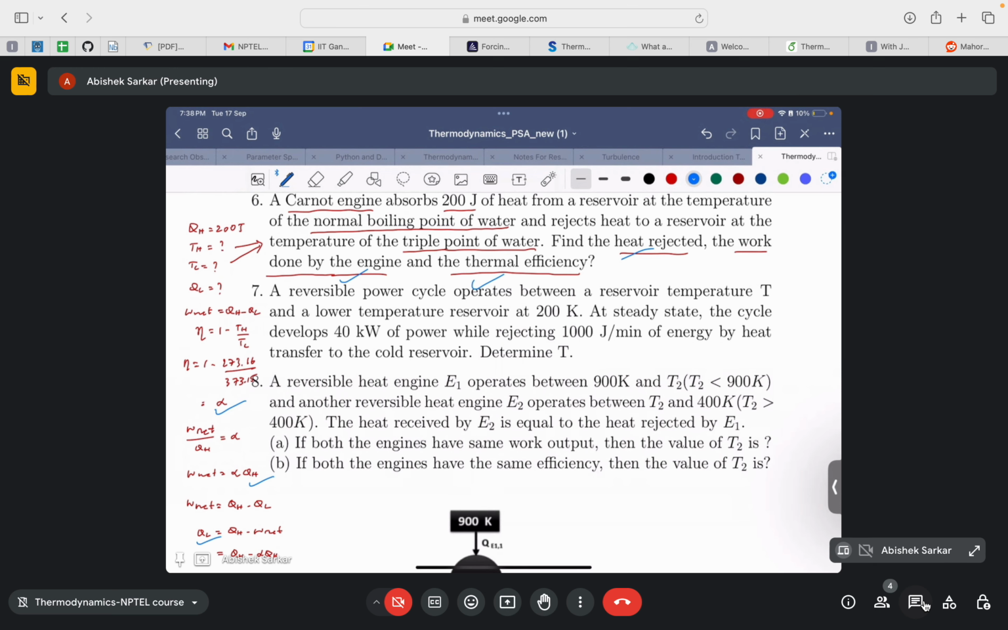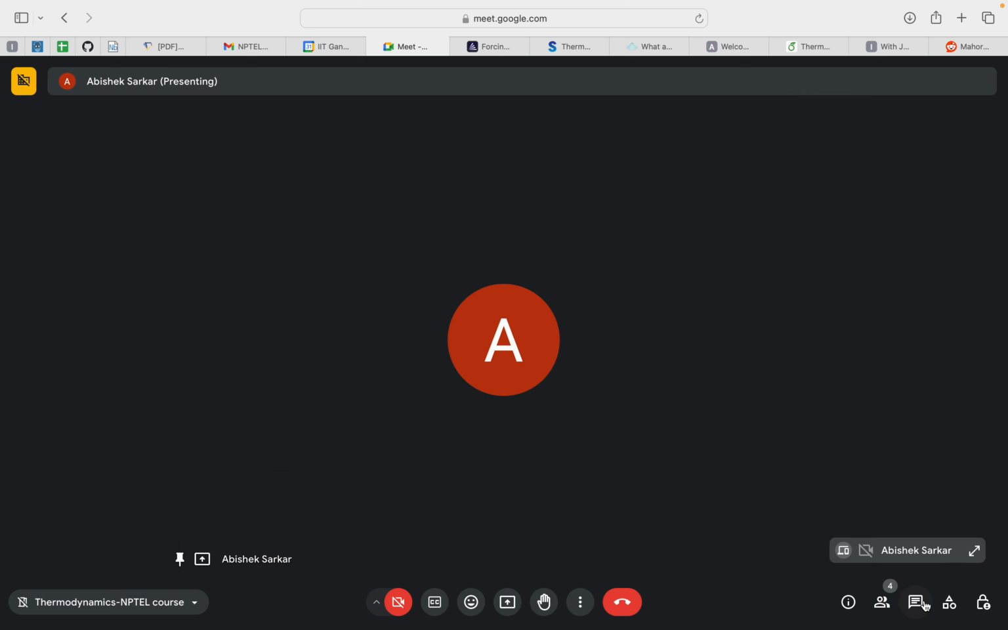QH is already given, it is 200 joules. So you need to find W net. So W net will be 0.2679 into QH, there is 200. So let me try it out. 0.2679 into 200. So it will come around.